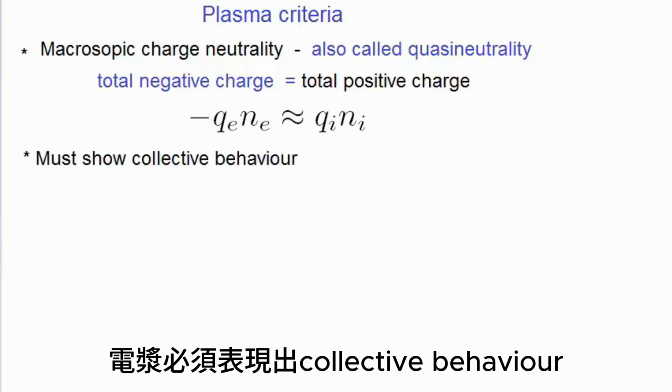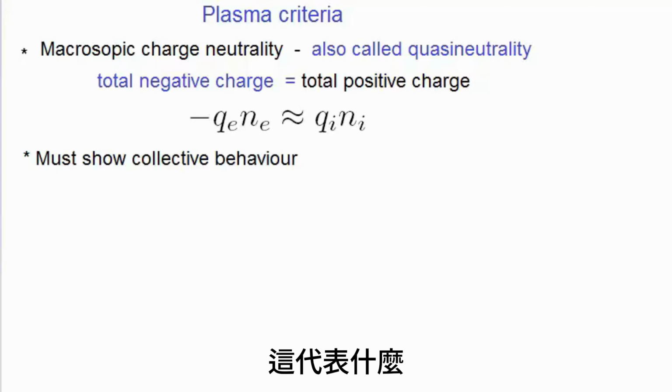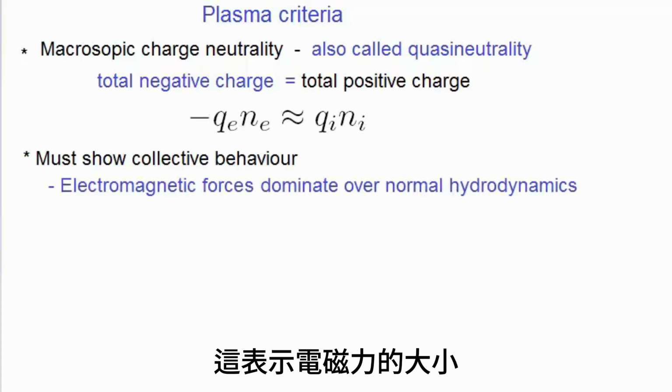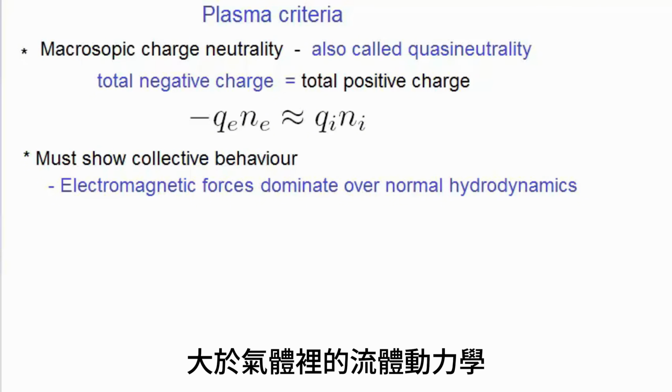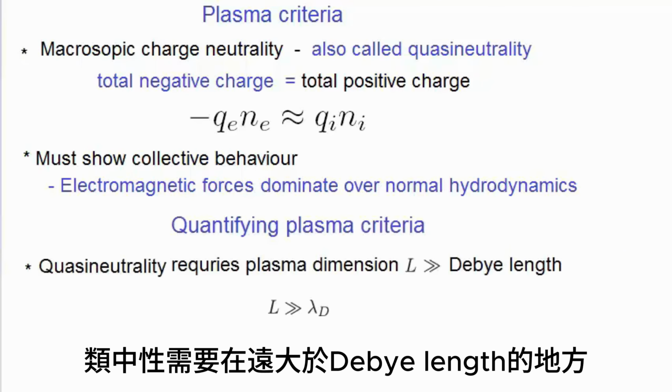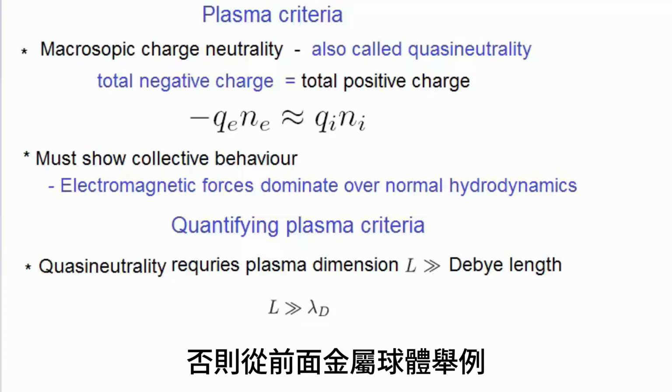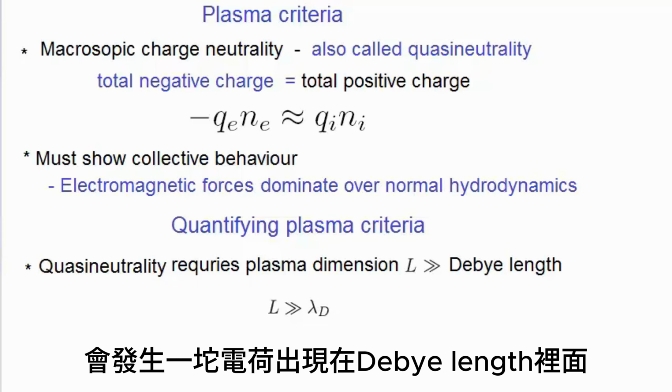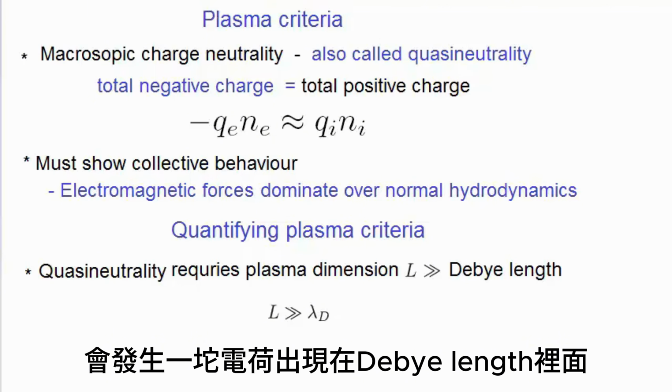Plasmas must also show collective behavior. What does that mean? It just means that the electromagnetic forces in the plasma dominate over normal hydrodynamics you might get in a gas. So how do we quantify these criteria? Quasi-neutrality requires that the dimensions of a plasma, L say, are much greater than the Debye length. Otherwise, as you've seen from our metal spheres example, there will be a space charge within the Debye length.